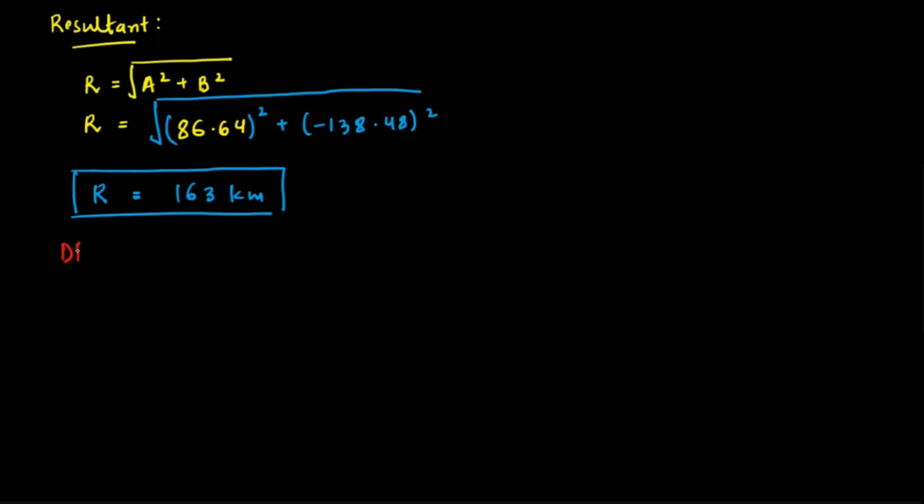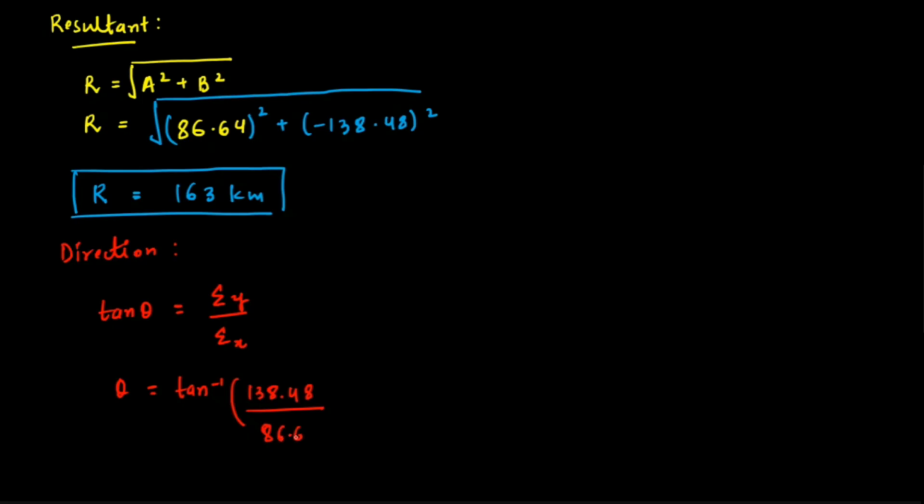Now we have to find the direction, and for direction, the process is again very simple. You're going to find tan theta. So tan theta is going to be the summation along the y-axis over the summation along the x-axis. So theta can be written as tan inverse of the summation along the y-axis, which is nothing but 138.48, over the summation along the x-axis, which is nothing but 86.64. When we solve it, we'll get theta as 57.9 degrees. This is how we are supposed to solve this.